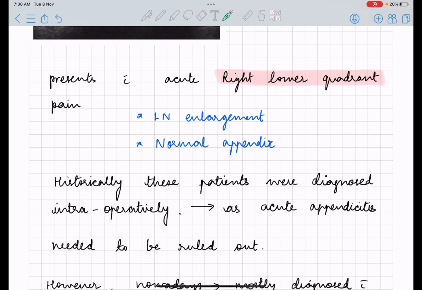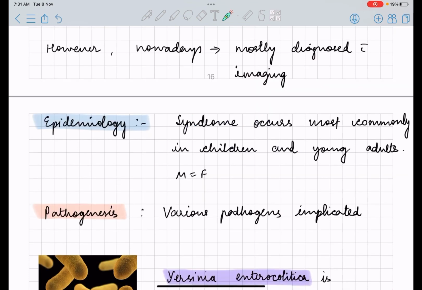What used to happen historically was these patients used to present with acute right lower quadrant pain, and because at that time there was no ultrasound, mesenteric lymphadenitis could not be made out. So these people used to undergo laparotomy to make a diagnosis of acute mesenteric lymphadenitis when the appendix was found to be normal intra-op. However, nowadays most of the cases are diagnosed with imaging.